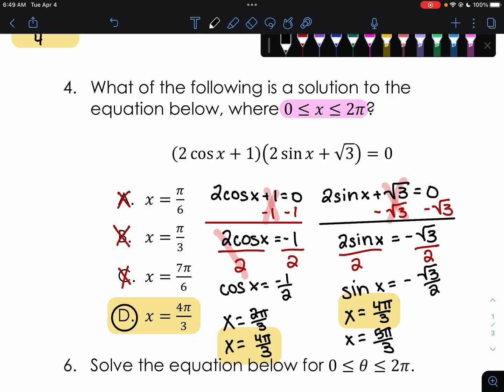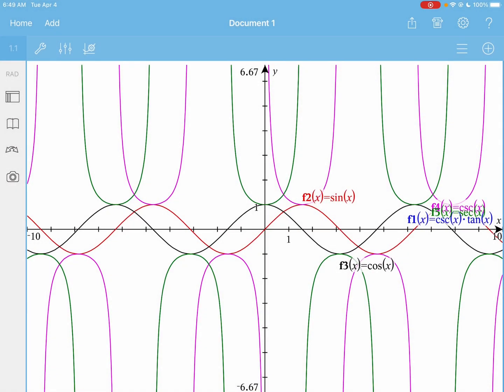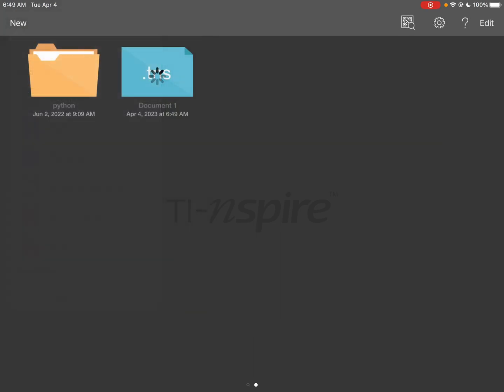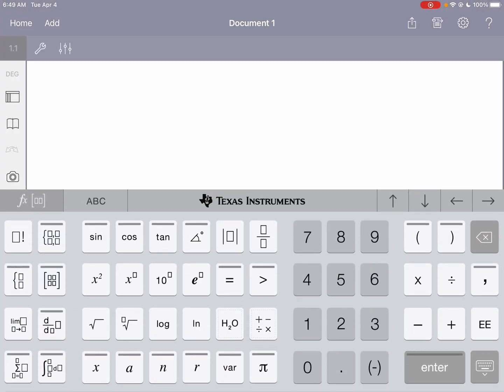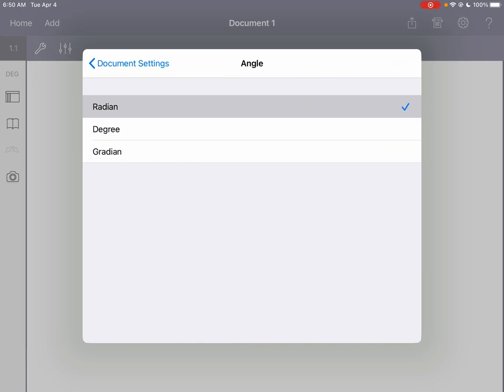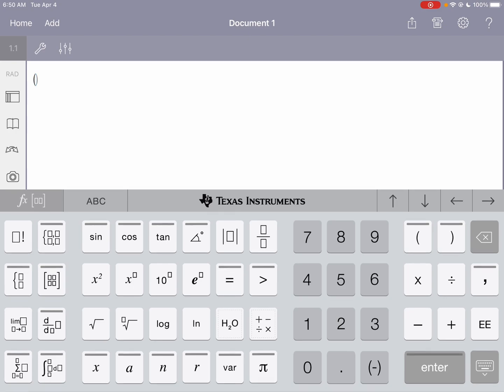If we wanted to use our calculator, all we need to do is go back to the calculator screen. We're going to plug in the different x values to make sure that it equals 0. I go back to my calculator screen and make sure that our angle is in radians. And we're just going to type it in. So we have 2 cosine. I'm going to type in pi over 6 first.